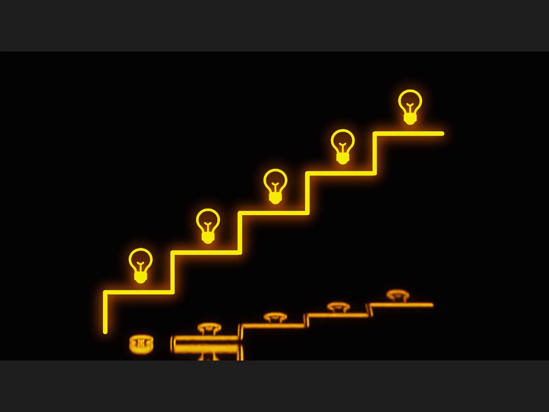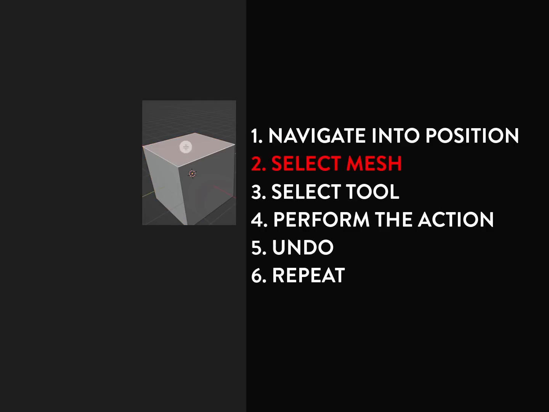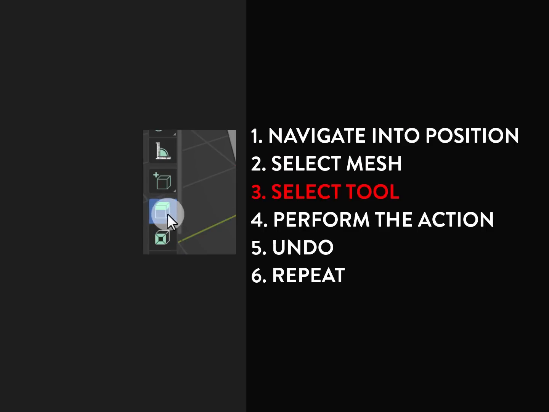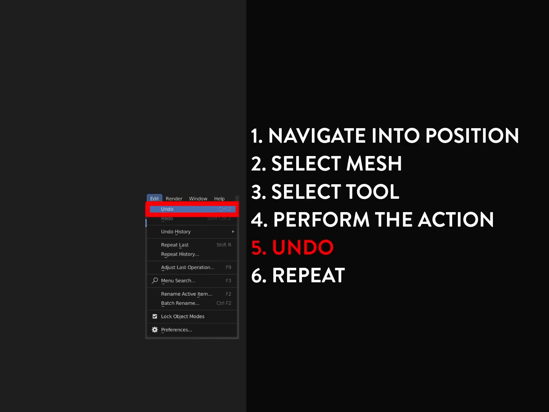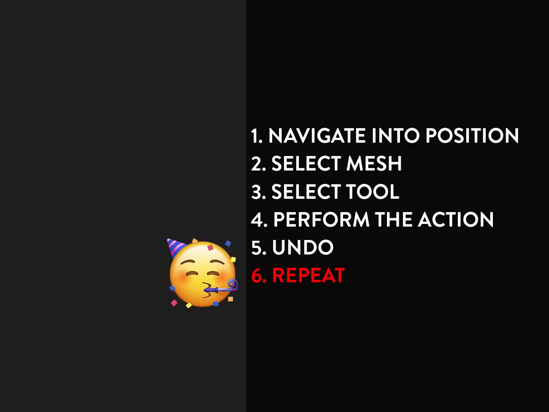So a simple workflow that we can do to help with this is number 1, navigate into position. Number 2, select the mesh. Number 3, select the edit mode tool. Number 4, perform the action. Number 5, undo if necessary. And number 6, repeat all of these steps.